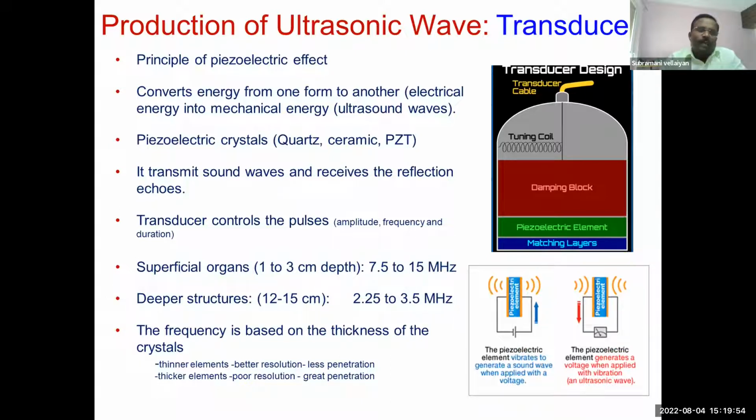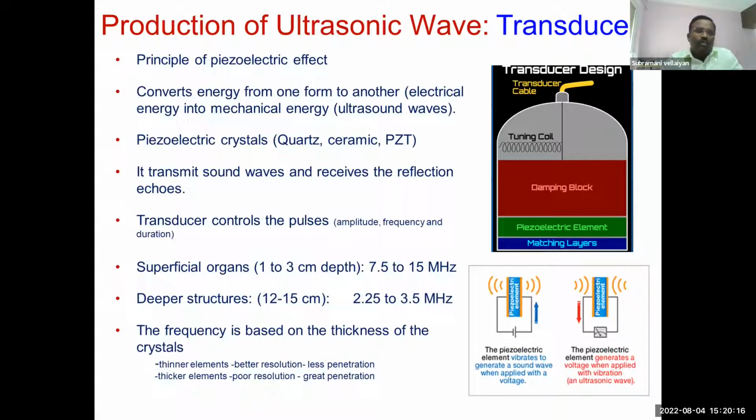In the case of deeper structures like the pelvis and abdomen, the frequency required is less, because we know that wavelength and frequency are inversely proportional. So for deeper structures like the abdominal and pelvic regions, at 12 to 15 centimeters, the frequency is less. So the frequency is based on the thickness of the crystal.